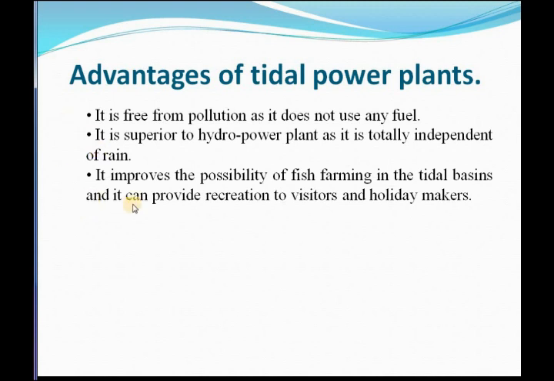The basins you are creating also improve fish farming. They can provide recreation to visitors and holiday markets. That means it also becomes a sightseeing location, which increases the tourist spots.